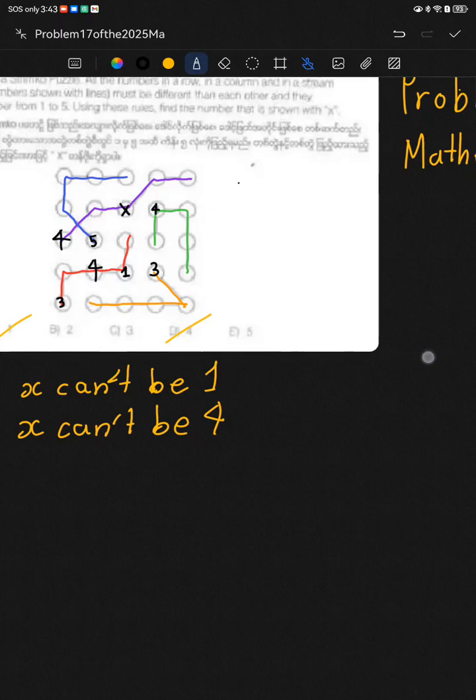Okay, we can also place 5 in one of the spots here. And we can also place 5 in this spot here because this spot cannot be 5, because this spot is in the same row as this 5 here.